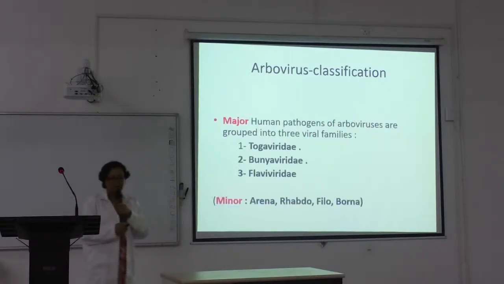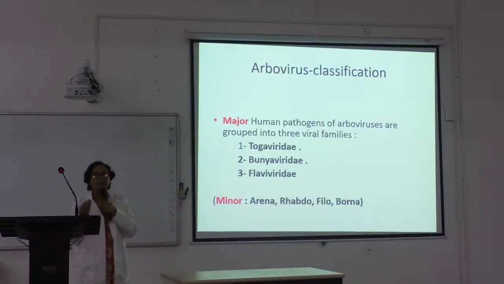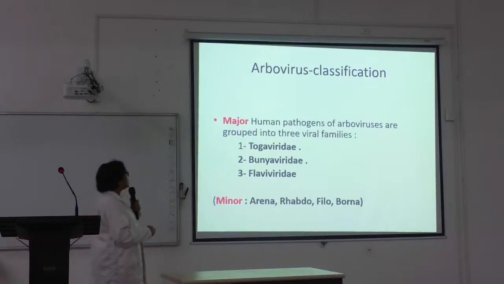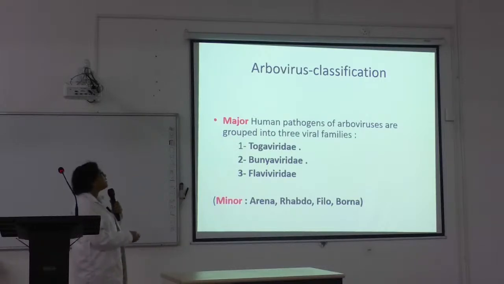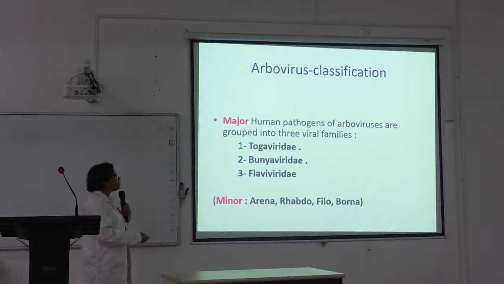Now classification. There are so many viruses, one group major, one group minor. Major are Togaviridae, Bunyaviridae, Flaviviridae, and minor are Arenaviridae, Rhabdoviridae, Filoviridae, Bornaviridae.